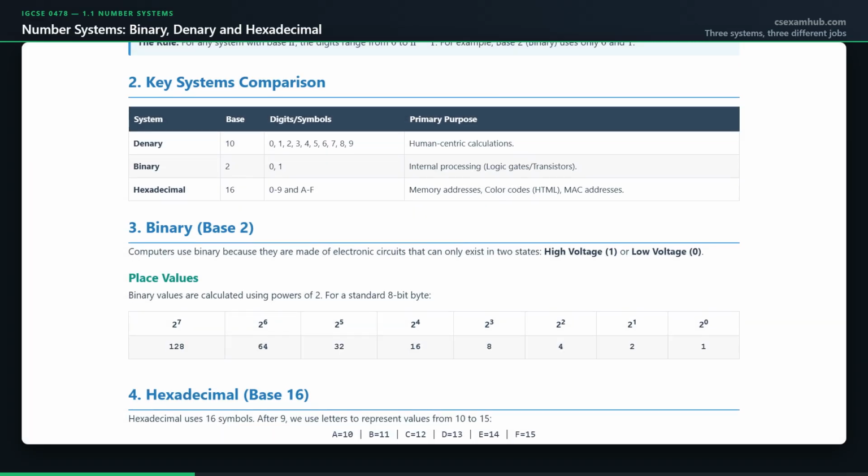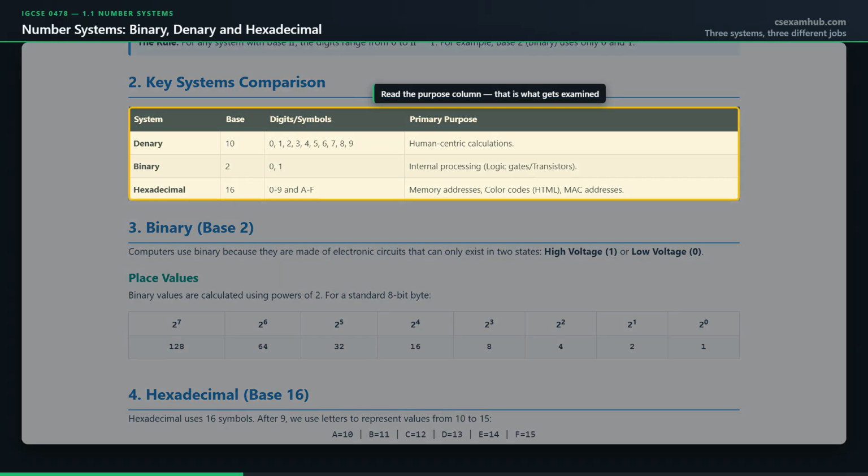So we have three systems to deal with, and the key to keeping them straight is to remember that each one exists for a different reason. Denary, base 10, is the one humans use, almost certainly because we have 10 fingers. It has nothing to do with computing at all. It is simply what we are used to. Binary, base 2, is what the computer actually uses internally, and we will see in a moment that it has no choice in the matter.